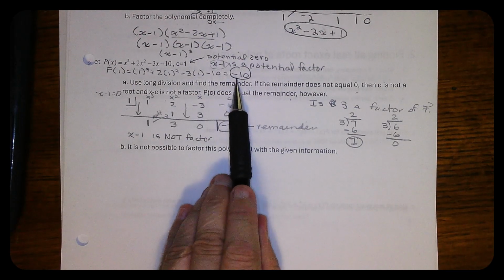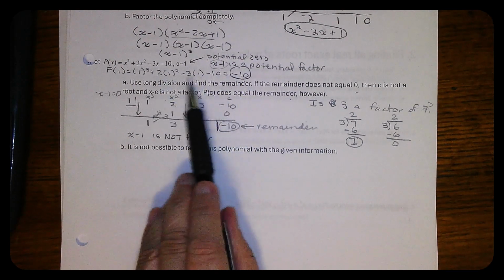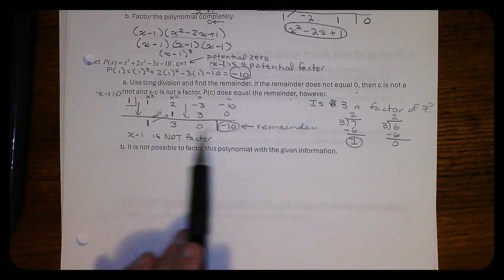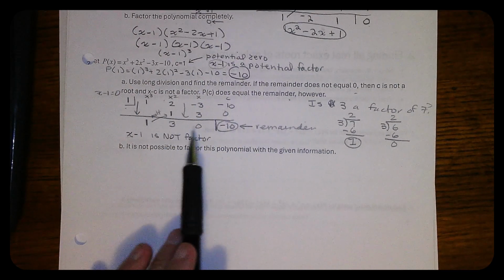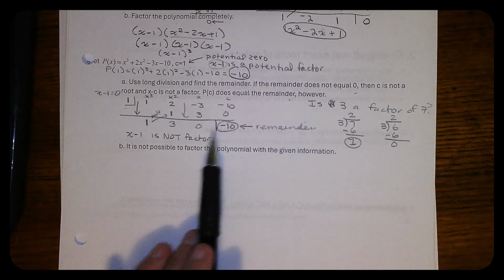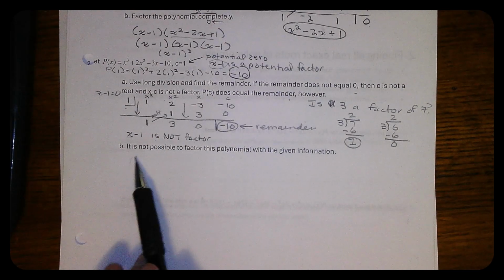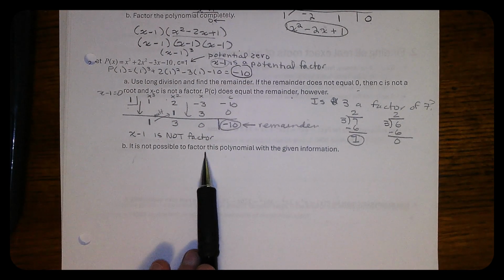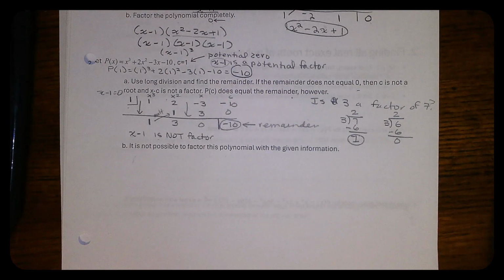But you don't usually do that, because if you're asked this question, you really want to know what the other factor is. But since this is not 0, then x minus 1 is not a factor, so we can't even do the second part. It's not possible to factor this polynomial with the given information because x minus 1 is not a factor.